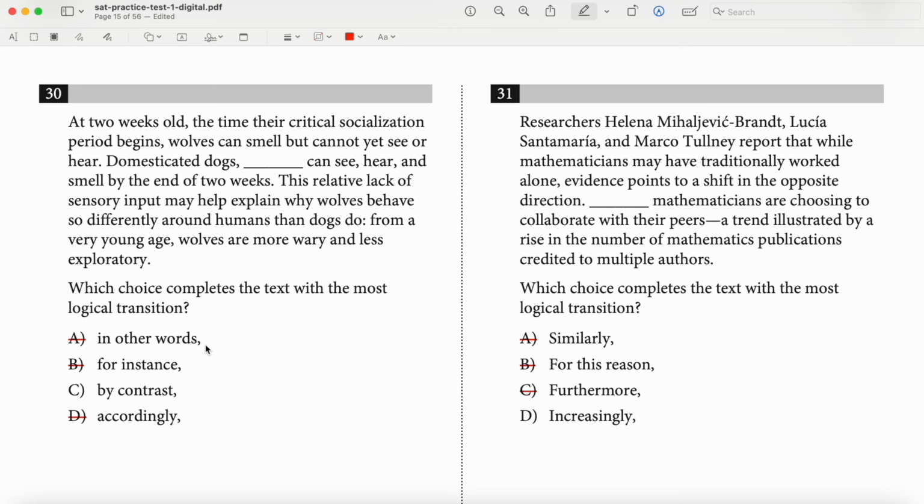Okay. Researchers Helena, Lucia, and Marco report that while mathematicians may have traditionally worked alone, evidence points to a shift in the opposite direction. Increasingly, mathematicians are choosing to collaborate with their peers, a trend illustrated by a rise in the number of mathematics publications credited to multiple authors. How's that sound?